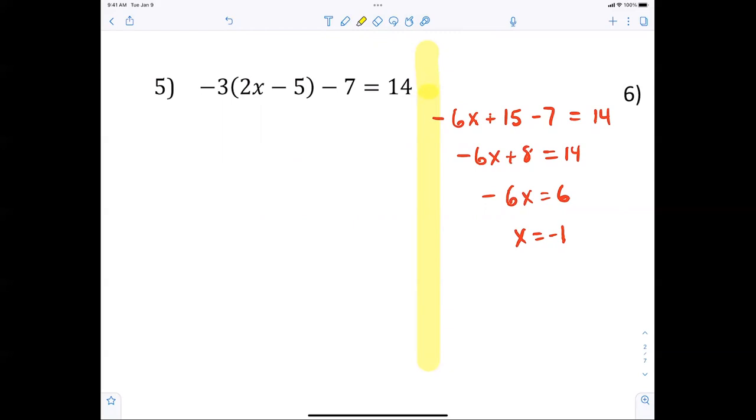Add 7 to both sides first. Good. Then you can do over negative 3. So you divide by negative 3. Then you have 2x minus 5 equals 7. Wait, did I do that right? Negative 7. Yeah, negative 7. Then what? Plus 5 on both sides, so 2x equals negative 2. Come on, Max, stay with me. So x equals negative 1.